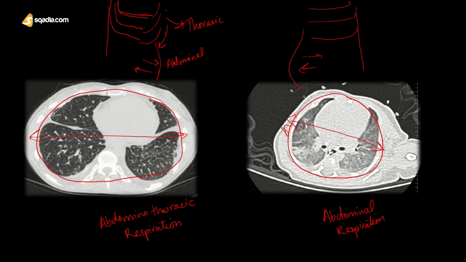This is significant because in some patients, in different conditions, an adult patient may present with only abdominal respiration. So that's it for the movements of the thorax. We'll be going into a little more detail in future videos, talking about what muscles are involved in the movements and how they help expand the chest cavity.